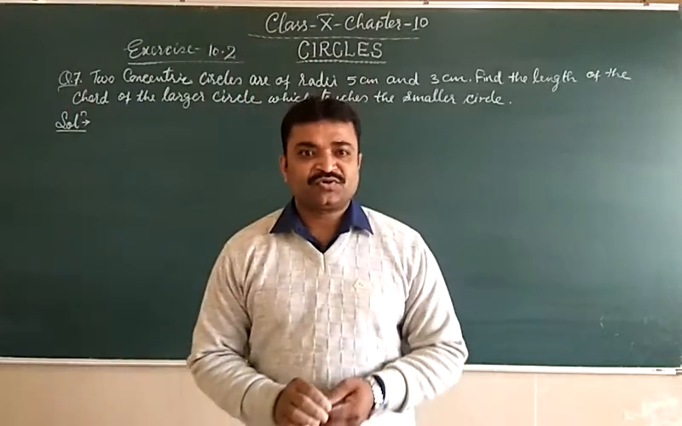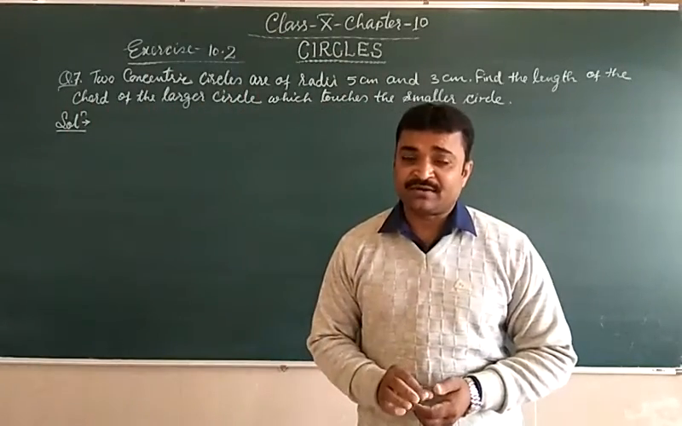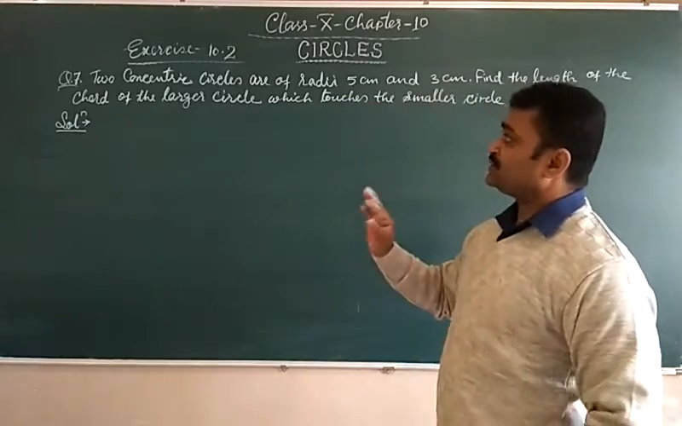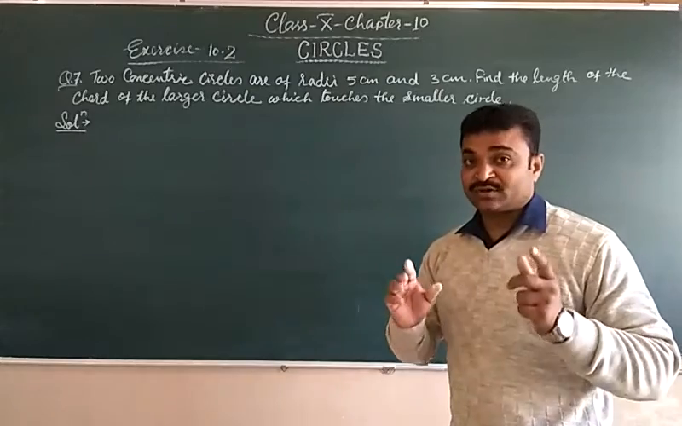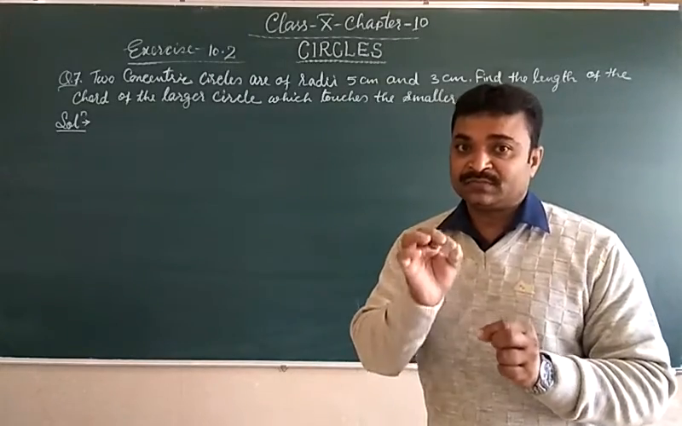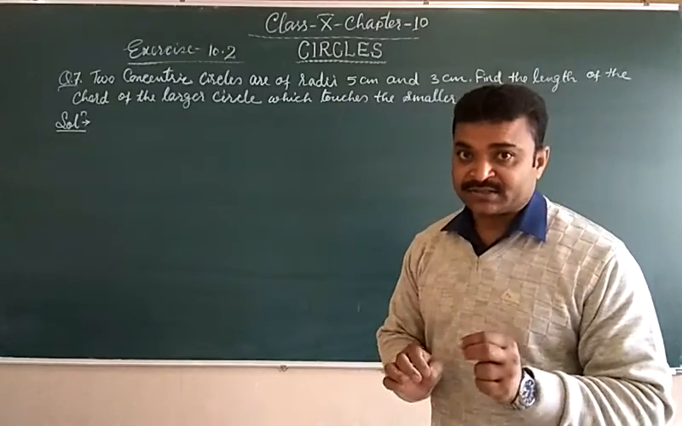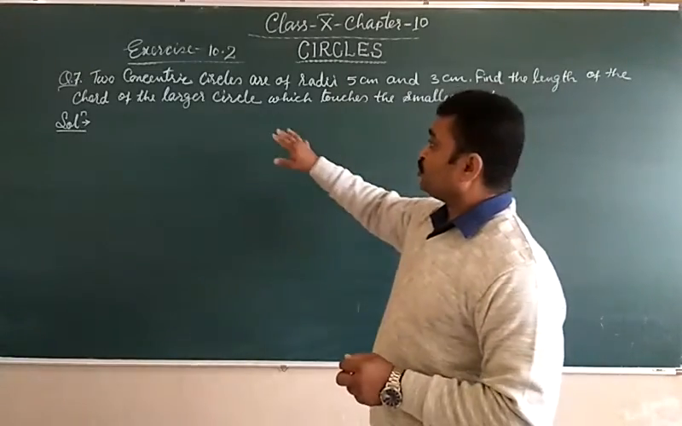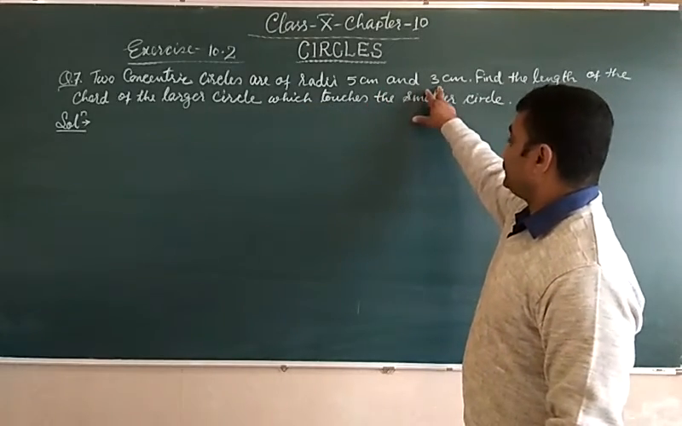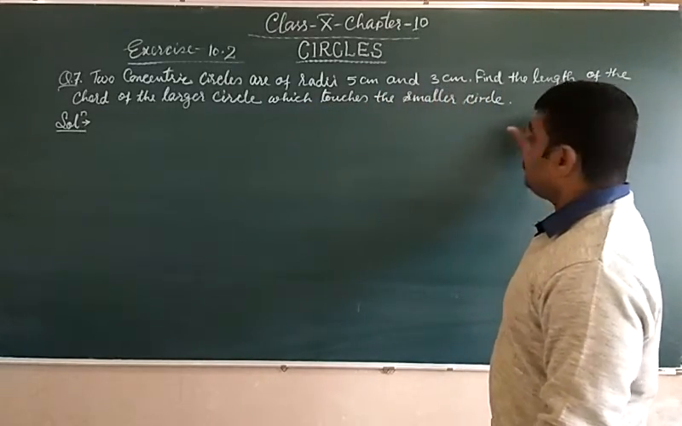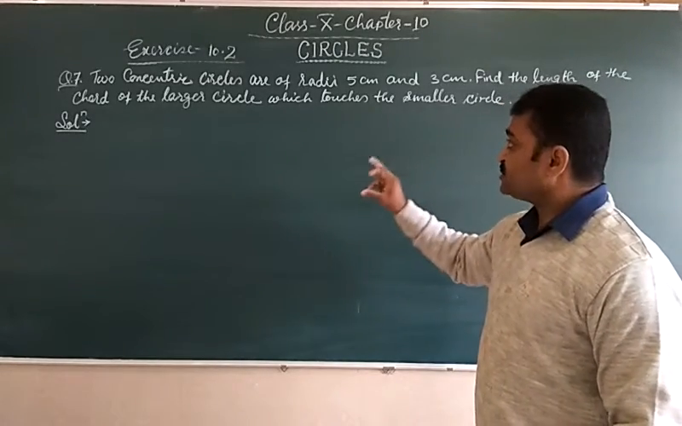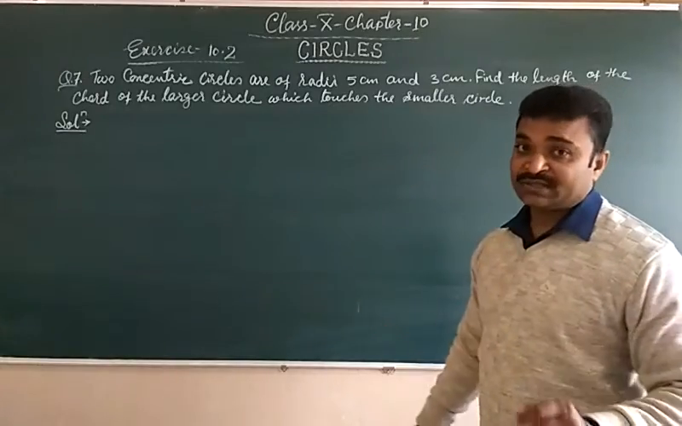Hello students. Now we are going to solve question number 7 of exercise number 10.2. In this question, we have been given two concentric circles. You know what concentric circles are? Two circles having the same center but different radii. Two concentric circles are of radii 5 centimeter and 3 centimeter. Find the length of the chord of the larger circle which touches the smaller circle.